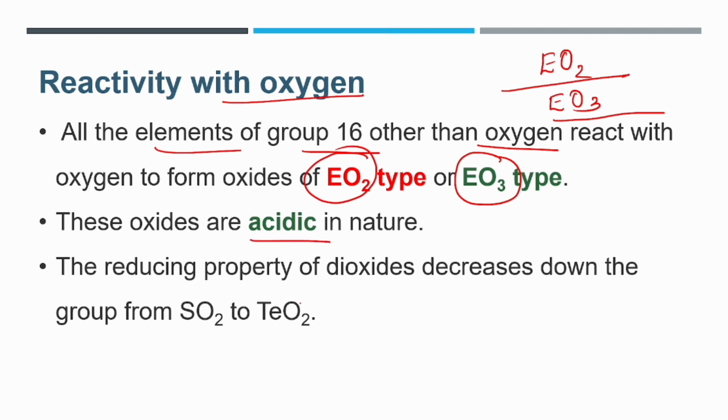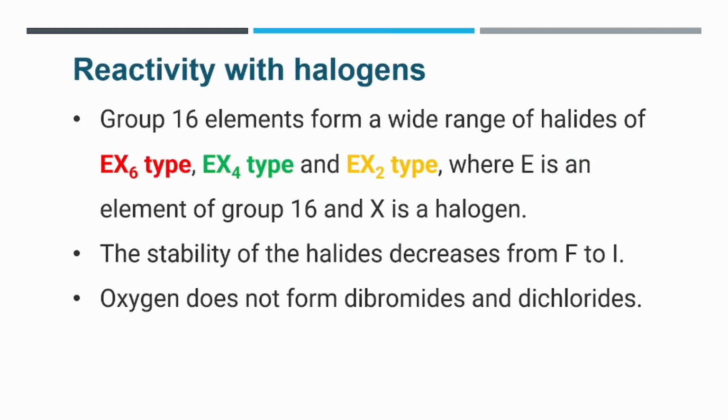Reducing property of the dioxides decreases down the group, from SO2 to TeO2, sulfur dioxide to tellurium dioxide. Reducing property of the dioxides decreases, and also acidity increases. All the oxides are acidic in nature. These are the points regarding the reactivity with oxygen.